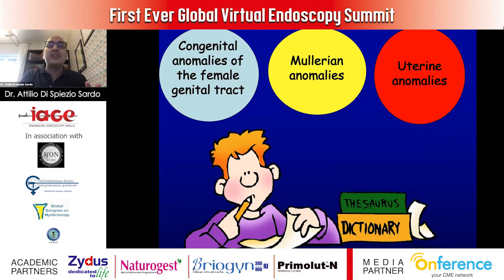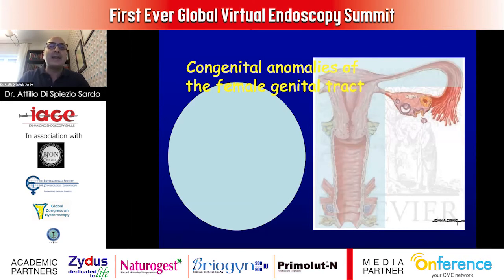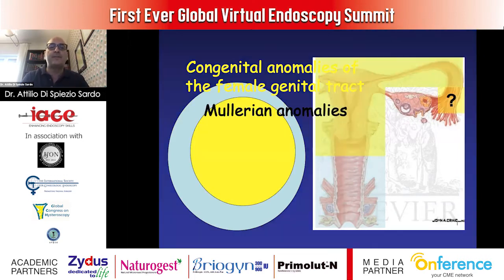First of all, we have to understand that these three terms, congenital anomalies of the female genital tract, Mullerian anomalies, and uterine anomalies, despite being used as synonyms, are not synonymous. You know why? Because when we refer to congenital anomalies of the female genital tract, we refer to those anomalies which affect vulva, vagina, uterus, and tubes. And these anomalies can be or cannot be associated with ovarian, urinary, skeletal, or other organ malformation.